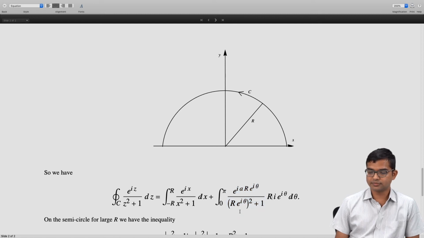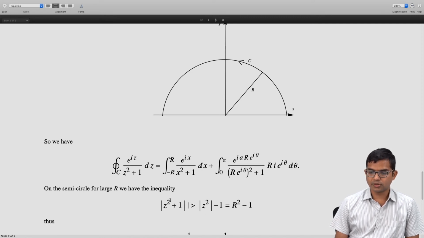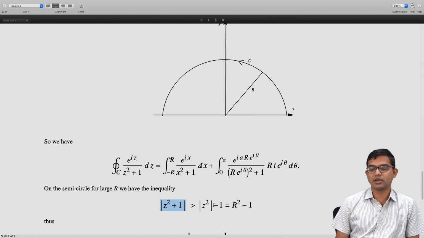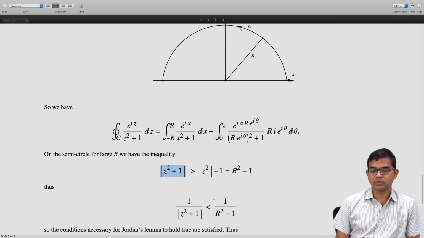But then we see that mod of z squared plus 1, so that's what is in the denominator. Mod of z squared plus 1 is greater than mod of z squared minus 1. So that's the triangular inequality, right? So we're getting a greater than symbol here. But mod of z squared is the same as r squared on the semicircular region. So therefore we have this result that 1 over mod of z squared plus 1 is going to be less than 1 over r squared minus 1.